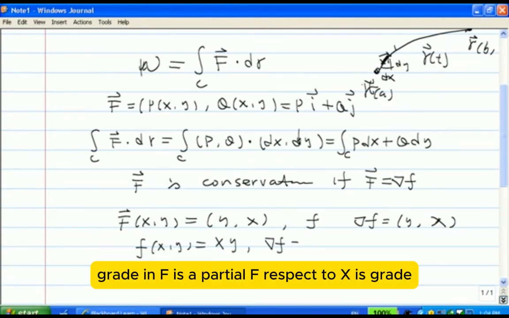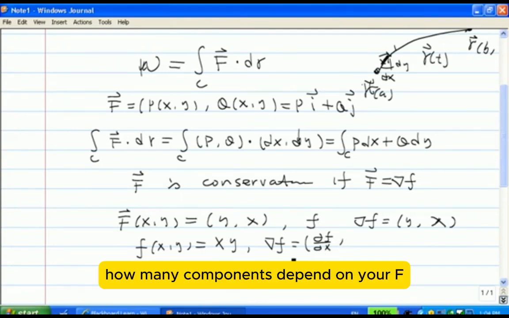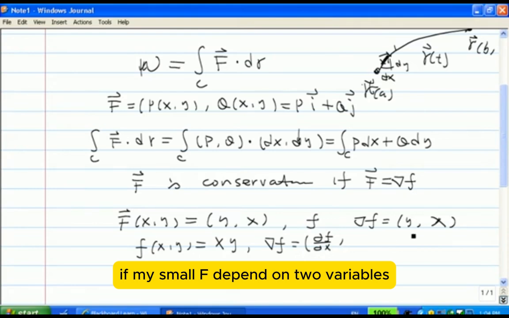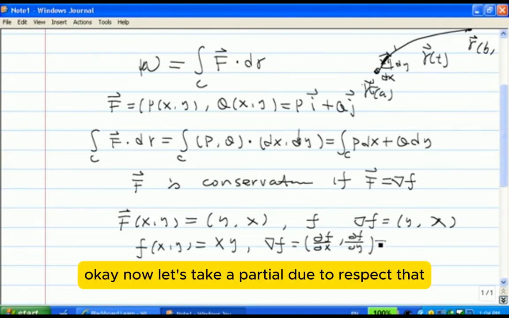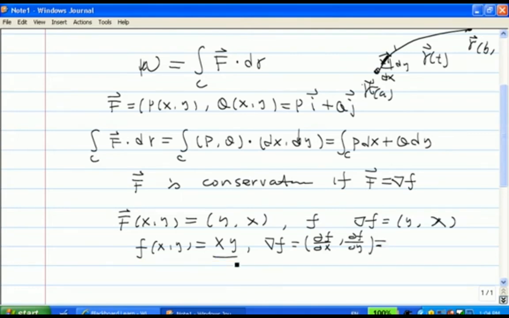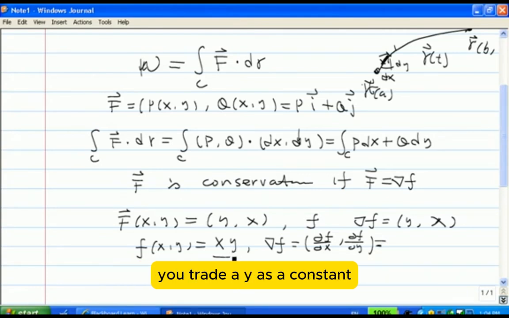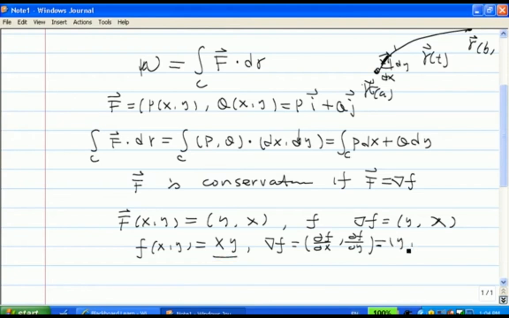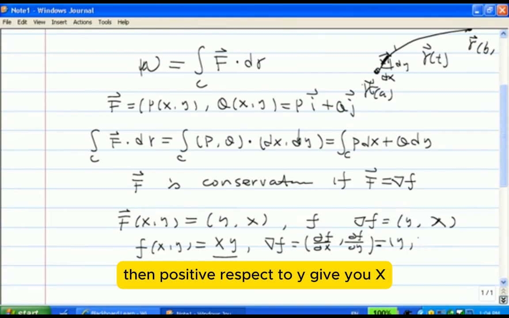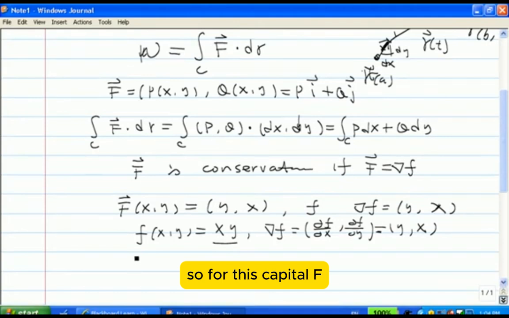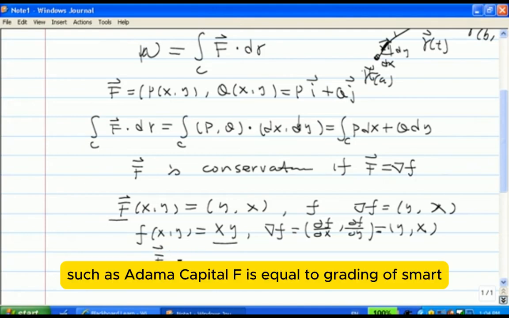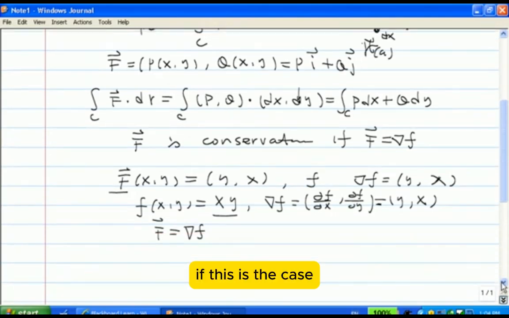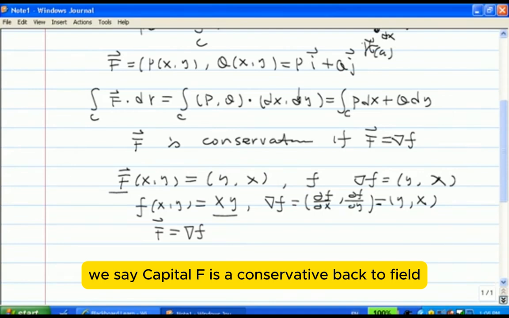It's not hard to see that if my small f(x, y) is equal to x times y, then what is gradient f? Gradient f is a vector; how many components depends on how many variables f depends on. If small f depends on two variables, then gradient f is a vector with two components: partial f with respect to x, and partial f with respect to y. Taking the partial derivative with respect to x, you treat y as a constant, which gives you y. Then partial f with respect to y gives you x. So for this capital F, we can find small f such that capital F is equal to the gradient of small f. If this is the case, we say capital F is a conservative vector field.